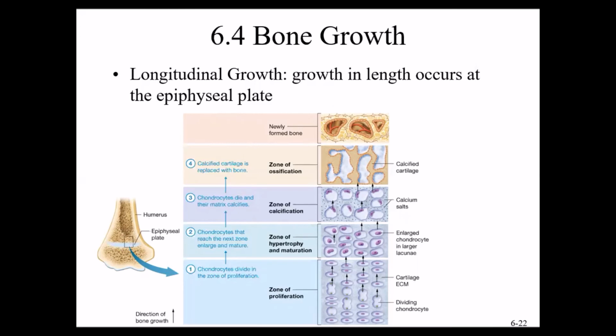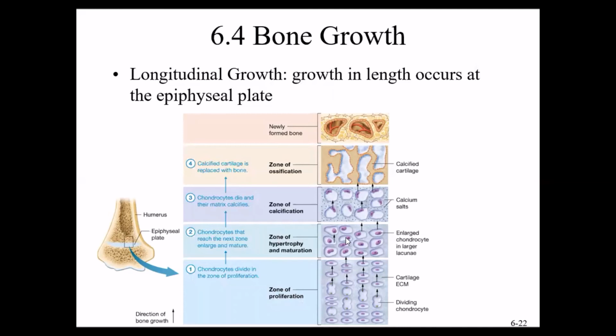If you look at the diagram, you see the end of a long bone, labeled as a humerus. At the end of the long bone, you see the epiphyseal plate, which is cartilage cells. They take a section out of it, and you see different zones associated with the epiphyseal plate. The first zone, the lower zone, is called the zone of proliferation. It means that these cells are actively growing and dividing. These are chondrocytes, and they're actively going through mitosis and division.